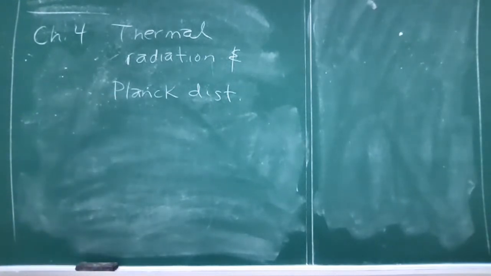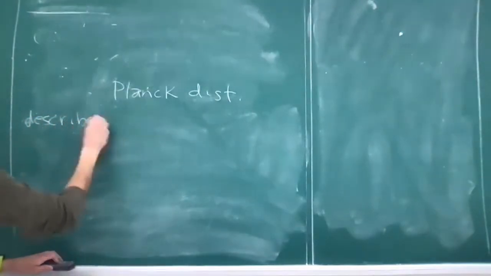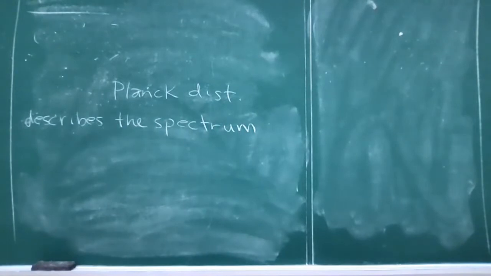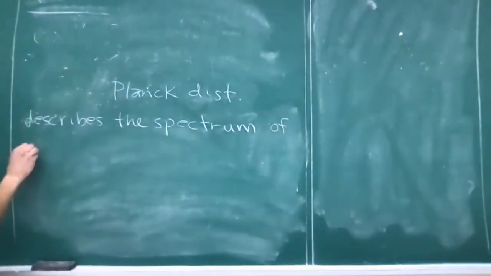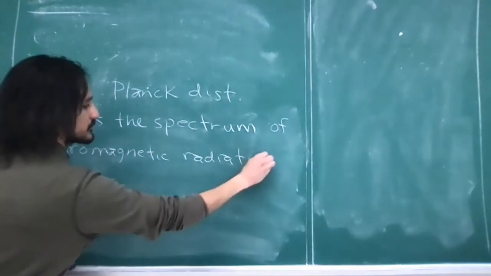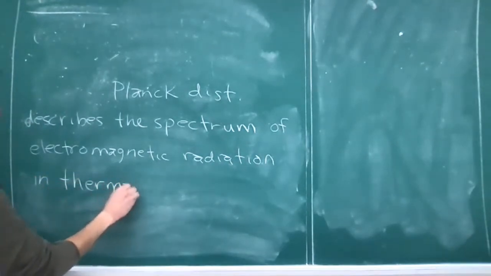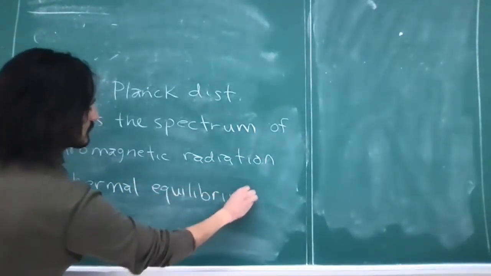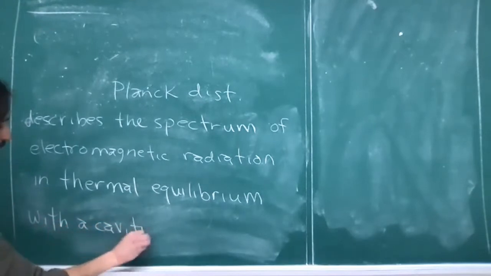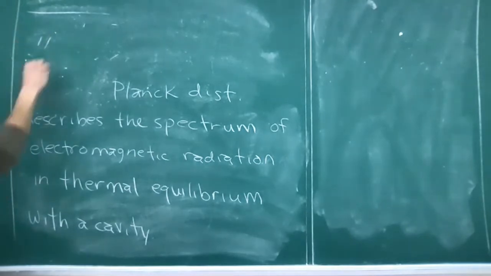The Planck distribution describes the electromagnetic spectrum, or energy spectrum, of electromagnetic radiation. And the next part is really important: in thermal equilibrium, with a cavity. And this radiation is usually known as black body radiation.